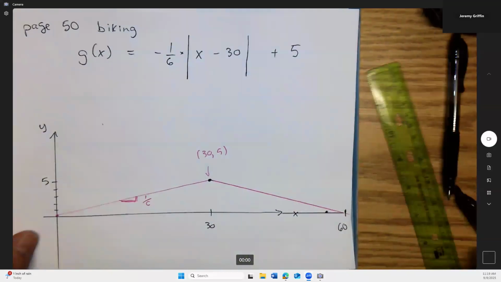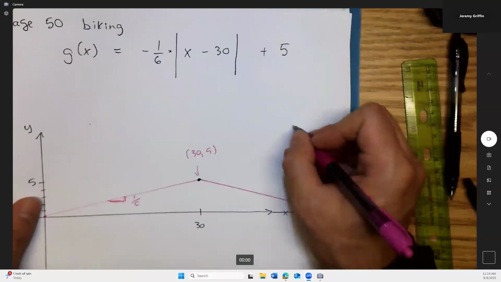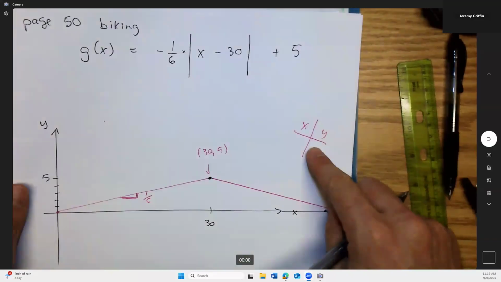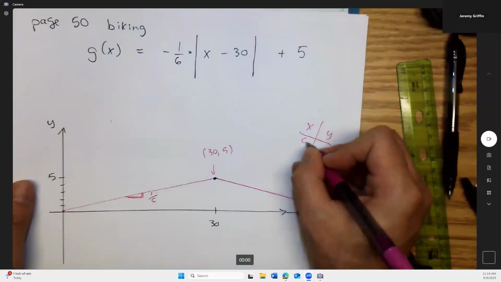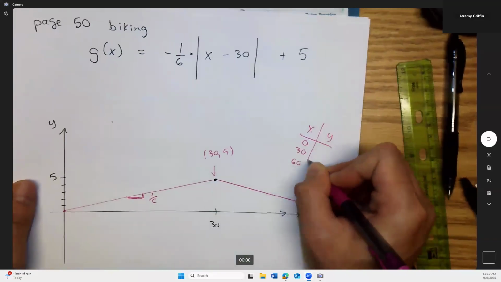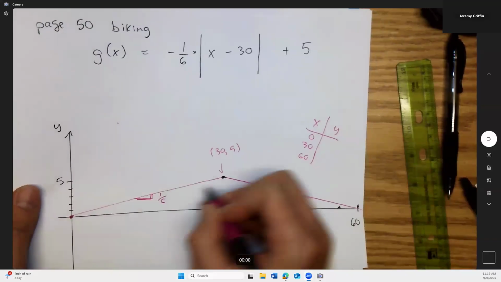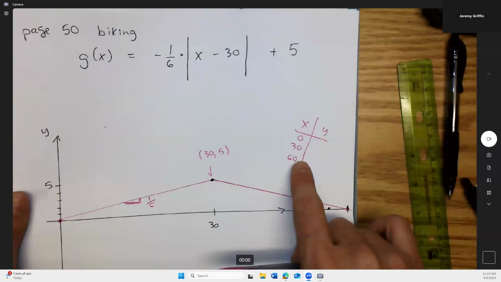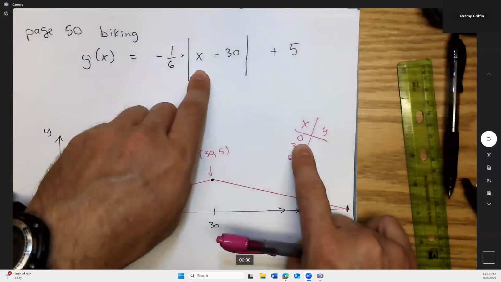Okay. Let's test it with some points. Come up with an XY table. X, Y. I want to test 3 points. Let's see where X is 0, 30, and 60. Because those look like 3 key points. Bam, bam, bam. Let's see if that's true. Let's plug in 0 for X.